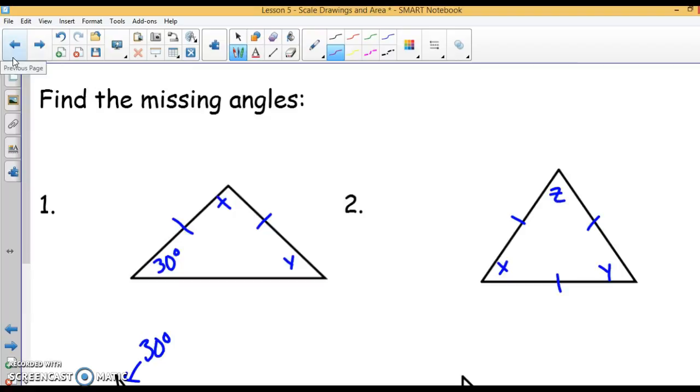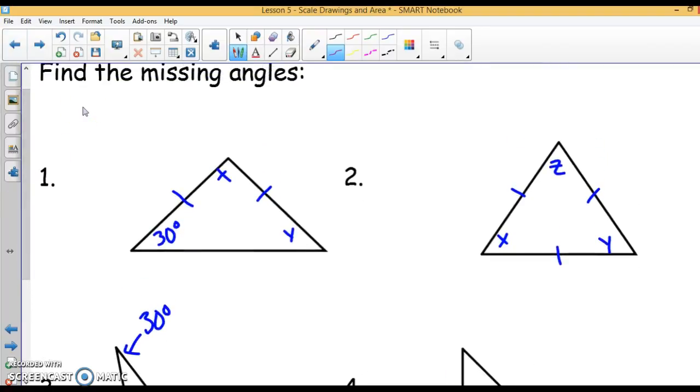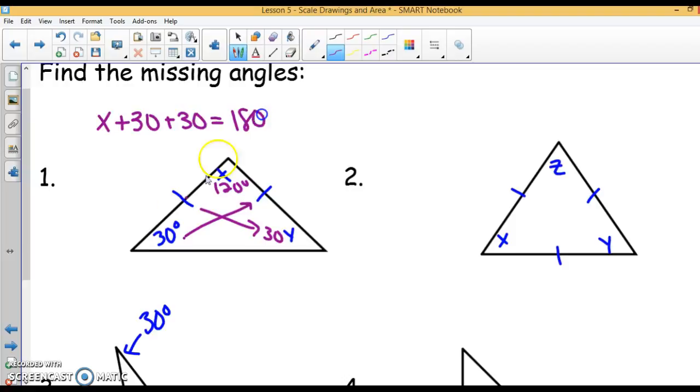All right. Find the missing angles. Pause and do these two. All right. This angle is 30. We've got 2 equal sides. So 30 is across from that side. This side is also going to be 30. 30 plus 30 is 60. So this one needs to be 120. Because remember, all 3 angles in a triangle add up to 180.